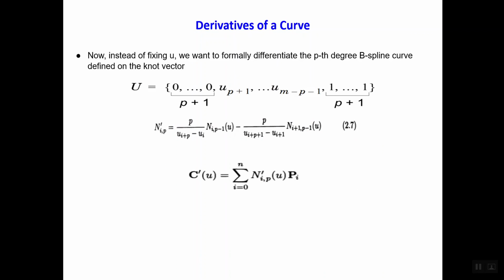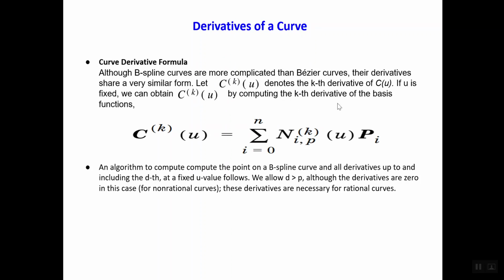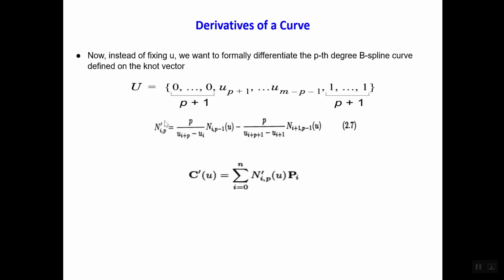Now, instead of fixing u, we want to formally differentiate the p-th degree B-spline curve and define a knot vector. In this case, the value of u at 0 will be p plus 1, and at 1 it will also be p plus 1. Applying this equation and this equation together, we get this result: C'(u) is the summation of i from 0 up to n of N_{i,p}(u) P_i.